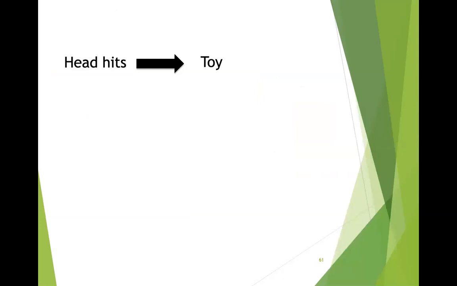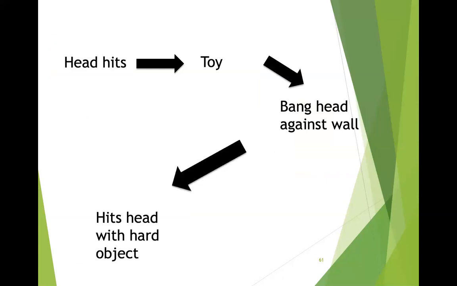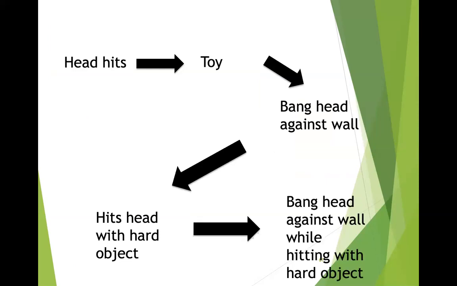All right. And then looking at head hitting with a toy. So maybe a child head hits, they get a toy, or they head hit, then they bang their head against a wall, they hit their head with a hard object, or bang their head against the wall while hitting with a hard object.